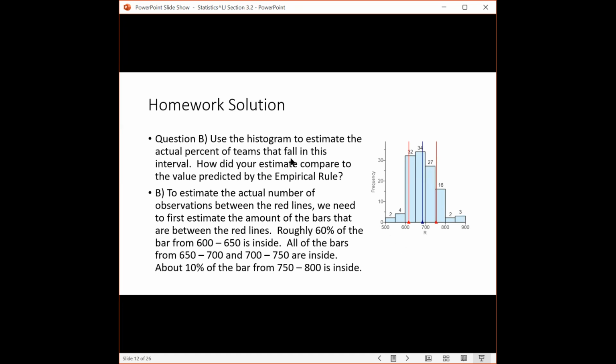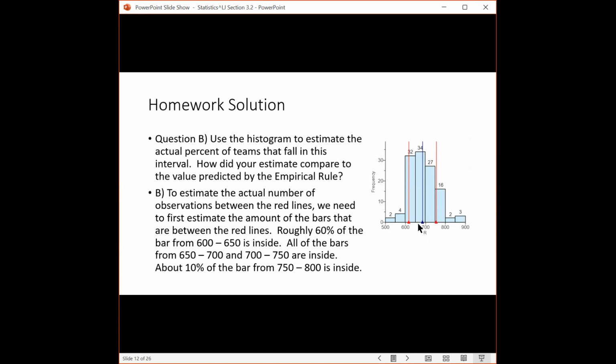Okay, so to do that, first we need to go through and estimate the amount of the bars that are between the red lines. So let's start off with this bar here from 600 to 650. How much of that bar is within the interval? All right, so just eyeballing it. Okay, so this is about half right here. It's more than half, but not a lot more than half. So if half is right here, then we want a little bit more than half. So a reasonable guess is about 60%. About 60% of this bar is within the red interval here, which represents 1 standard deviation.